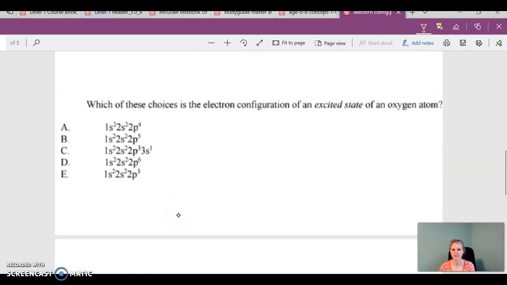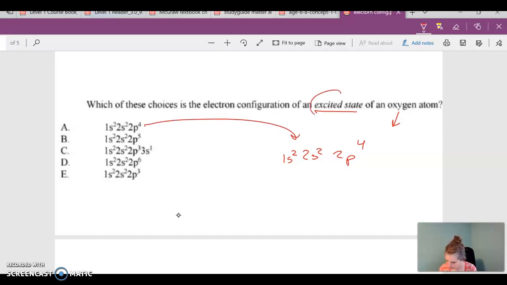Which of these choices is the electron configuration of an excited state oxygen? That's when I probably want to think to myself, what does normal oxygen look like? If I look on the periodic table, it's going to be 1s2, 2s2, 2p4. That's normal ground state oxygen. But I'm not looking for ground state oxygen. Ground state oxygen is right here. And I'm looking for the excited state, so this is not a good answer.